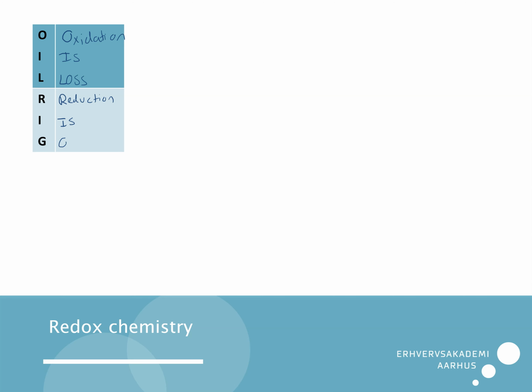To understand what happens in a galvanic cell, we must first refresh our knowledge of redox chemistry. When something gains electrons, we say that it has been reduced, and when something loses electrons, we say that it has been oxidized. A great way to memorize this is the word OIL RIG, which can be an acronym for oxidation is loss, reduction is gain.